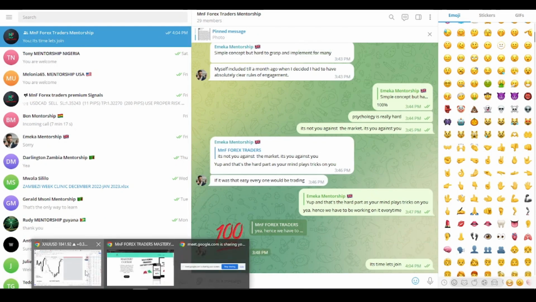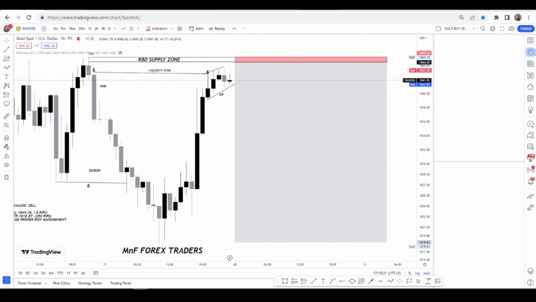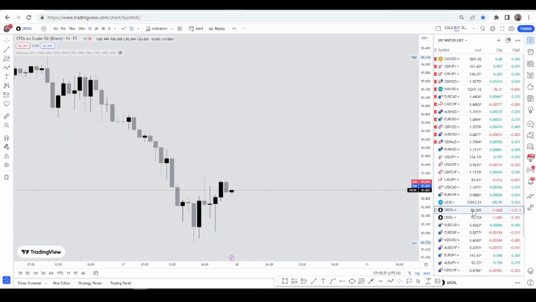He's asking about having a favorite pair. No, I don't have a favorite pair. For me, I trade whatever has my setup. As long as it has my setup, I trade. I trade gold. I trade Bitcoin the same way I trade gold, the same way I trade USDT. As long as USDT has my setup, I'm taking the trade. It's the same way I trade UKO. It's the exact same way.